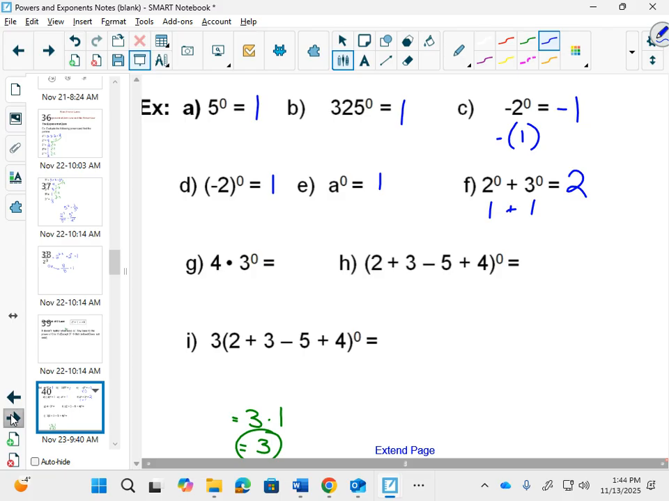4 times 3 to the 0. Order of operations says we do the exponent first. So what is 3 to the 0? 1. And what's 4 times 1? 4.